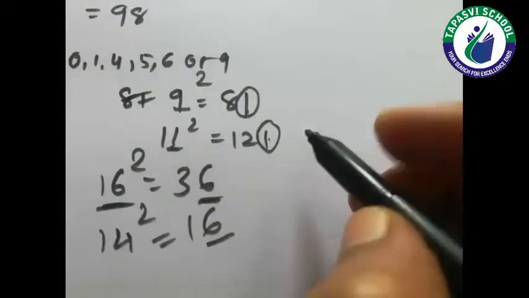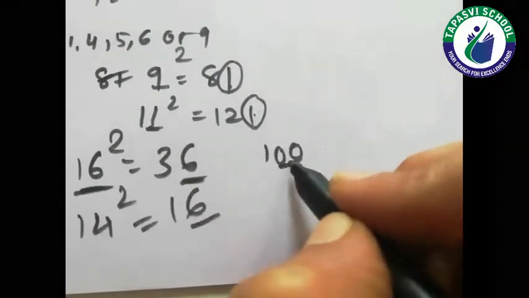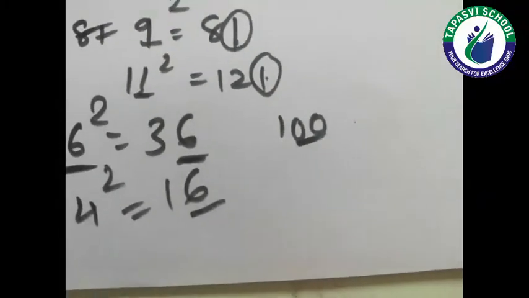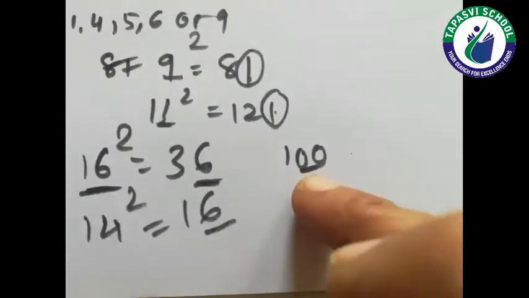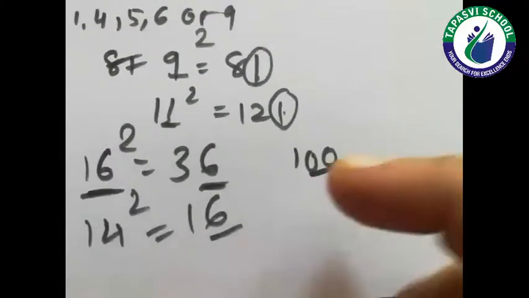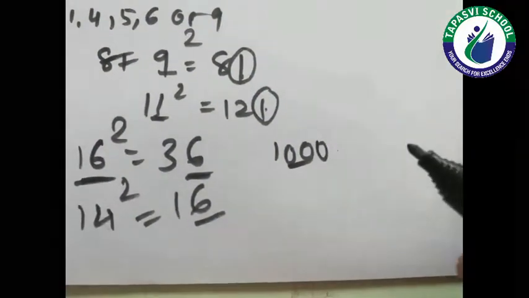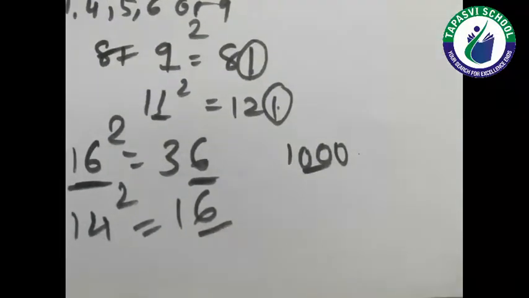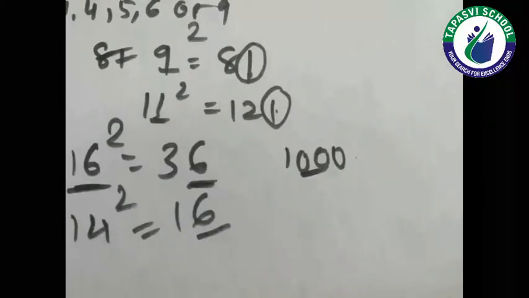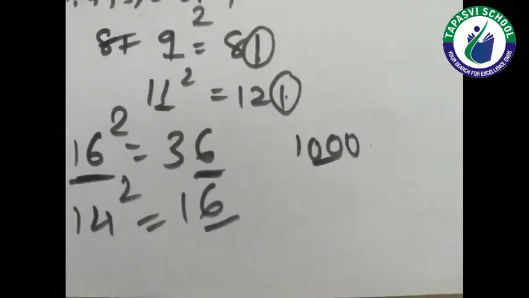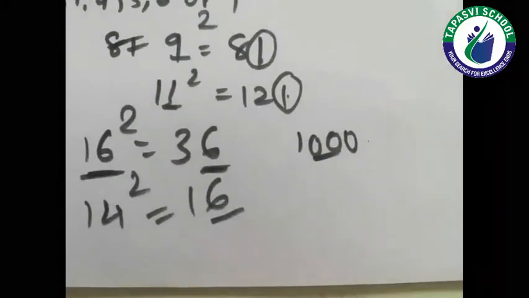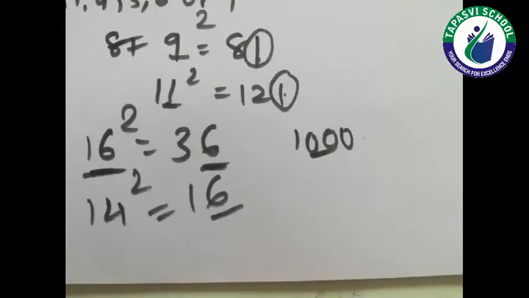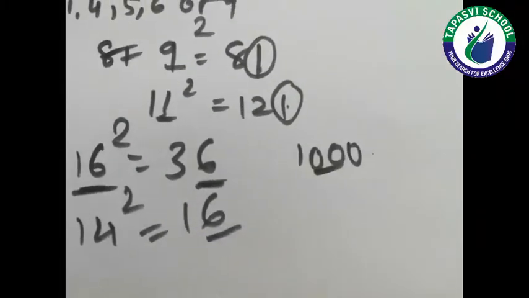An even number of zeros. For example, 100. Here 2 zeros are there, which means the number of zeros is even. Then only this number can be a perfect square. If 3 zeros are there, which means the number of zeros is odd, then definitely this number will not be a perfect square number. So whenever you are solving these sums, you have to keep these properties in mind. So easily you will be able to solve these sums.